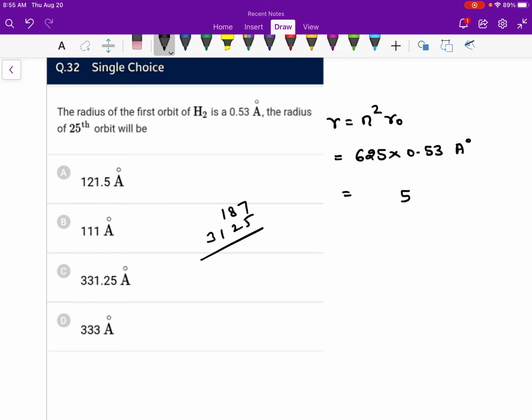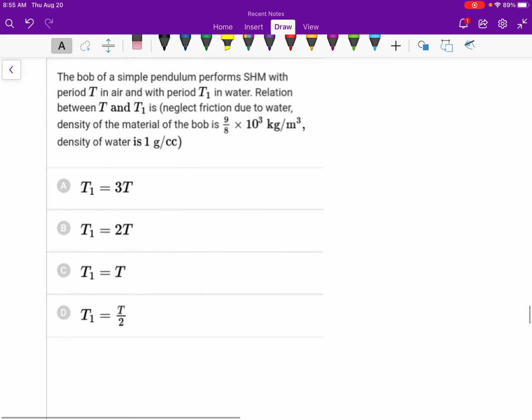Now 625 fives are 3125. So 3125, and adding up, we get 331.25 angstrom. C is the correct option.